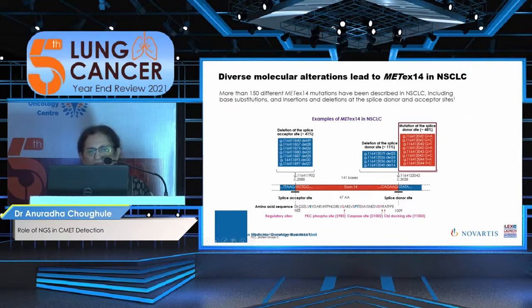At the 3' end, that is the splice acceptor site, you see the deletions, with maximum deletion at around 41% as compared to the 5' end, that is the donor site, which is just about 11%. But the maximum mutations at the splice donor site are seen at around 48%. So you need to know what exactly you are looking for because of this exon 14 skipping.